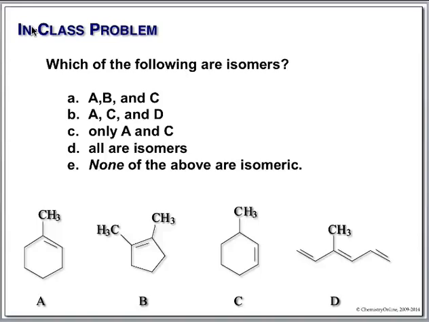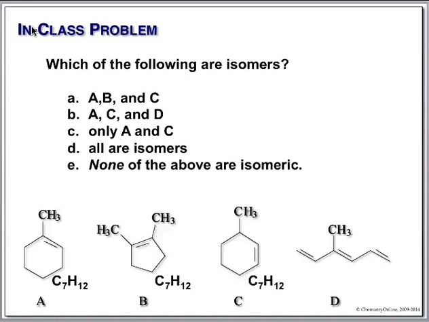This first one, we have 6, 7 carbons. We have 1, 2, 3, 4, 5, 6, 7, 8, 9, 10, 11, 12 hydrogens. We have 5 carbons in the ring, 6, 7. That's 6 hydrogens, 7, 8, 9, 10, 11, 12. 6 carbons in the ring, 7, 8, 9, 10, 11, 12 hydrogens.